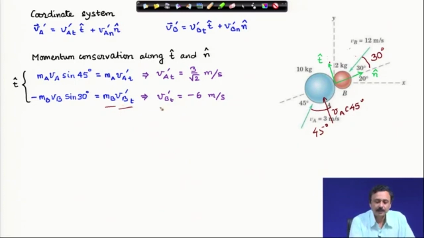And from here v b, the outgoing tangential velocity of particle B, turns out to be minus 6 meter per second. Therefore, it will maintain its velocity in the negative t cap direction. So, I have taken care of the sign, you should note this.